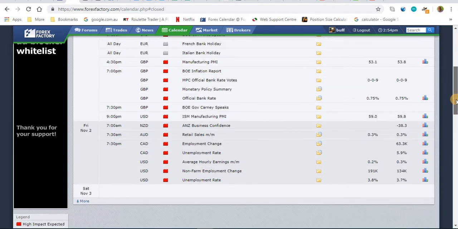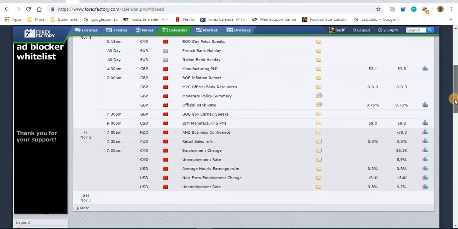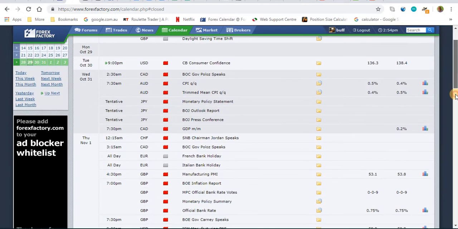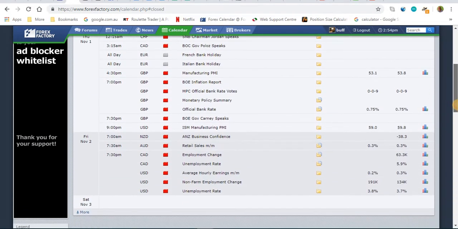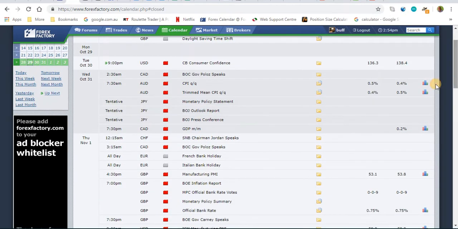Then on Friday, it never ends. Retail sales out of Australia, then out of Canada and the US employment figures, or as they used to be called in the US, the non-farm payrolls, which can be a real market mover. So plenty of stuff this week to move the market. So just be careful of all that. Plenty happening on the news. This is Forex Factory, and I only look at the high impact ones, so that's a lot there.